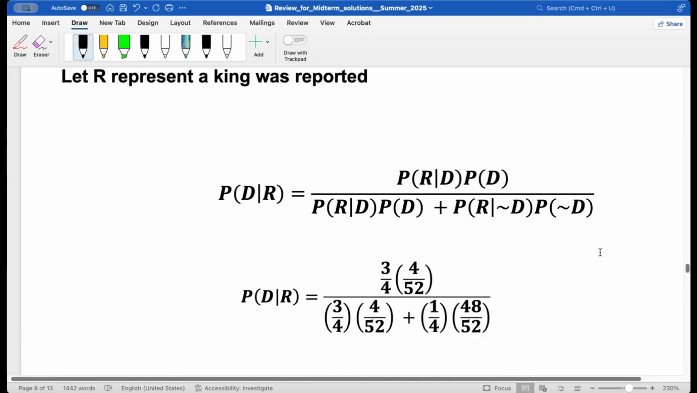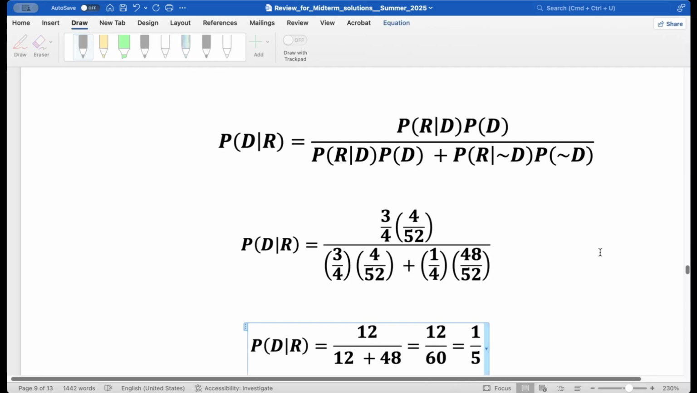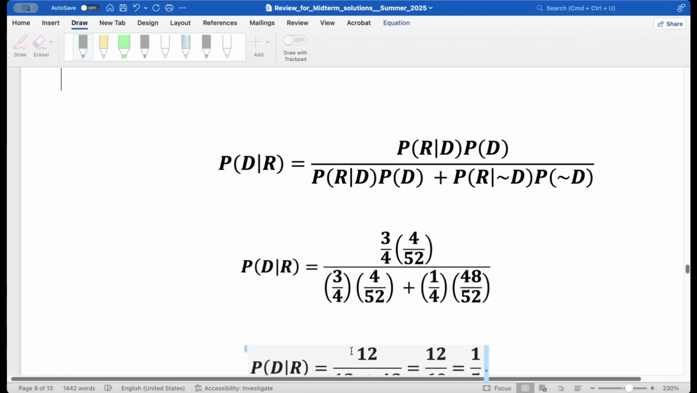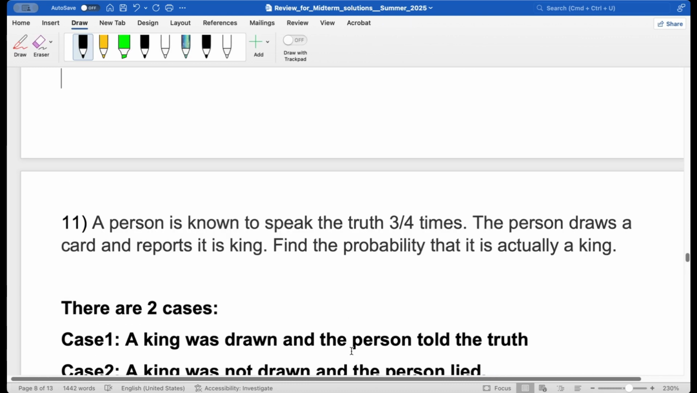We have a common denominator here of 4 times 52 that we can essentially multiply through and cancel out. That leaves us with 12 over 12 plus 48, 12 over 60, which is 1/5. So there's a 1/5 chance that it was actually a king, given that the person reports it's a king.